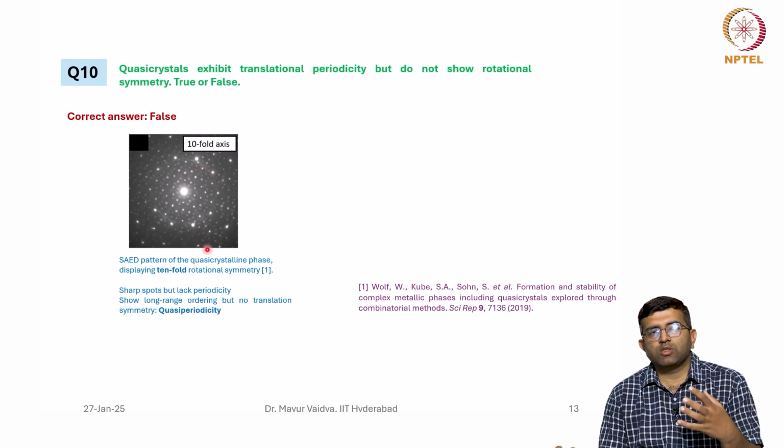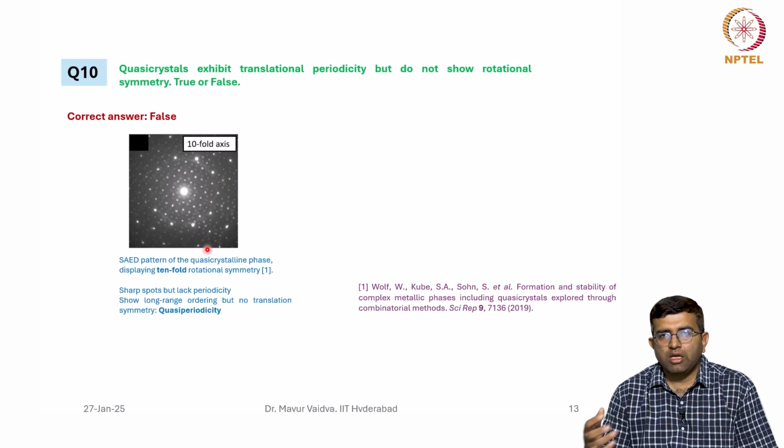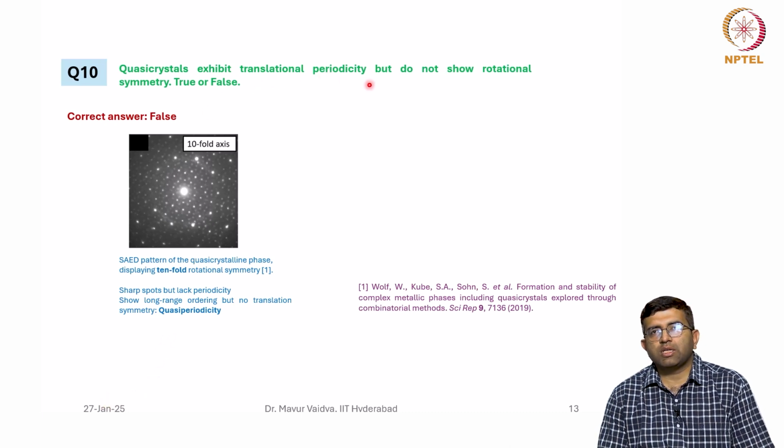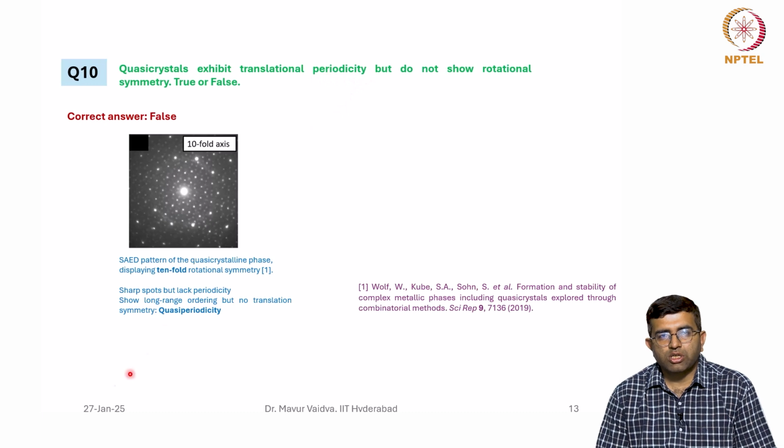What they show is known as the quasi-periodicity. We saw this when we were talking about the quasi-crystals, that quasi-periodicity is characterized by a golden mean of the Fibonacci series. So, this statement is false. They do not show periodicity, but they show rotational symmetry.